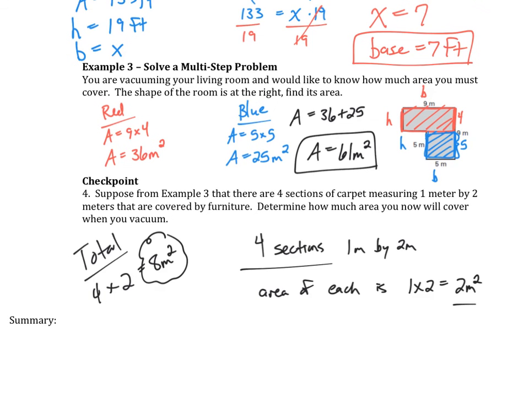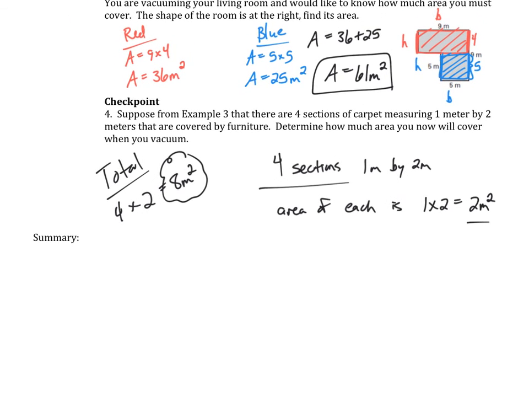So if in example 3, the area was 61, the area we would cover that would not include the furniture would be 61 minus 8, which would be 53 meters squared. So that's how much area we have to cover if we don't vacuum underneath the furniture.